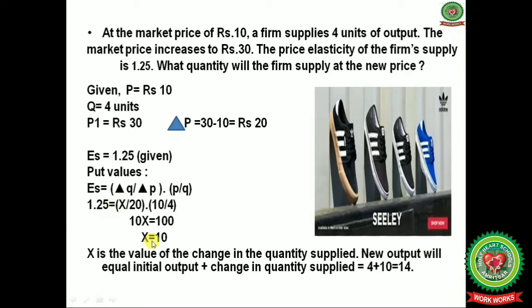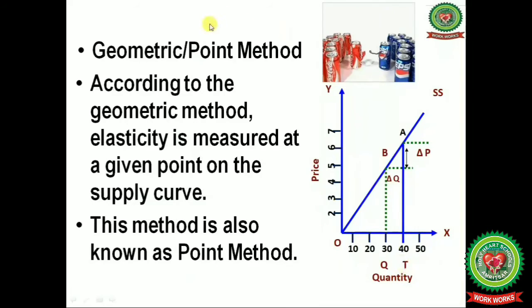We will get X, it is equals to 10, as delta Q we have to find out. Now X is the value of the change in the quantity supplied. Now new output will be equals to initial output plus change in the quantity supplied. It is equals to 4 plus 10 equals to 14. So what quantity will the firm supply at the new price? That is 14 units.